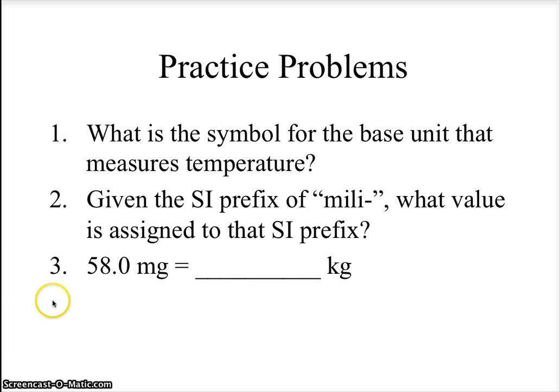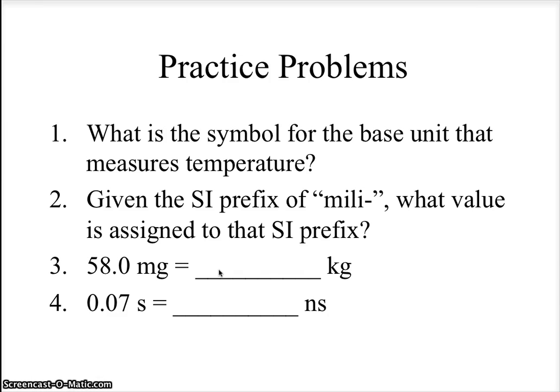by 6 times, because milli is 10 to the negative 3 and kilo is 10 to the positive 3. There's a difference of 6, so we move the decimal 6 times, which is like a million times. So the number in front of kilo has to be 1 million times smaller than 58.0, which means you move the decimal point 6 times to the left. So the answer for this will be 0.000058 kilograms.